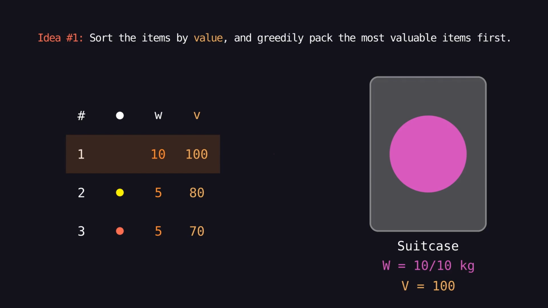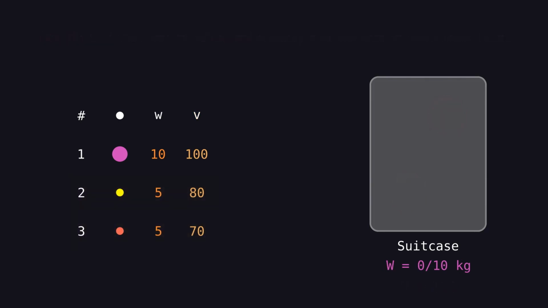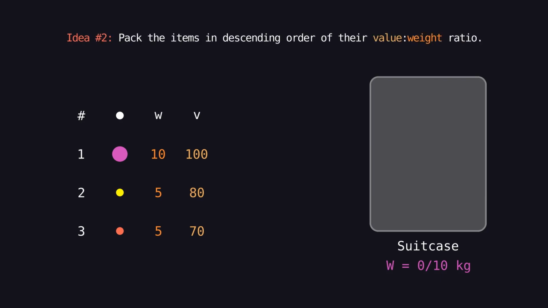But this is not the optimal solution. If you instead pick the two 5 kilo items, this would give you a total value of 150 points. Way better. This greedy solution fails because it prioritizes value only, but misses the bigger picture. Sometimes it's actually better overall to pack lower valued but lighter items because you can fit more of them in your bag. So you might come up with a second idea. What if we instead order the items by their value to weight ratio?